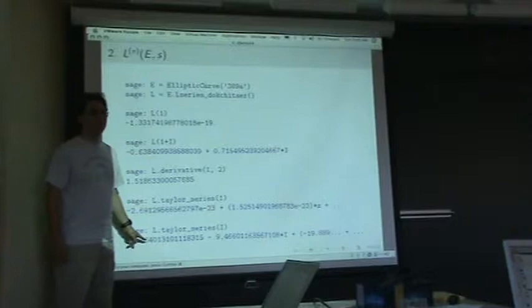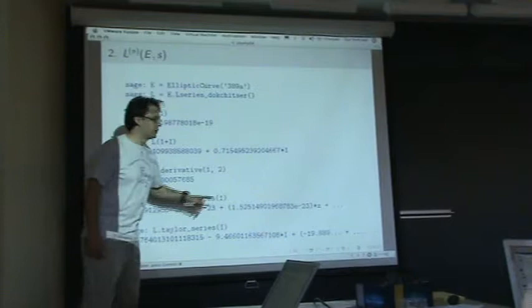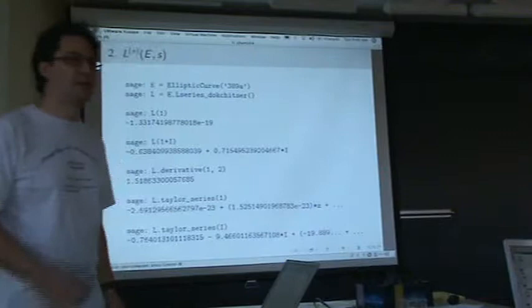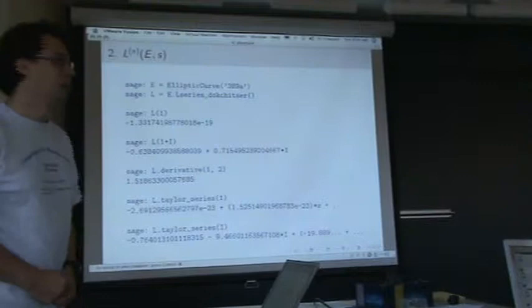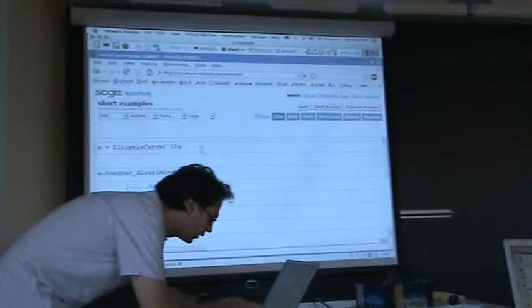If it's the Taylor series around 1, the output seems to say Taylor series around 0. Is that intentional? No, the variable is in terms of s minus this. Oh, I see. Because the output is, I think, a power series, and power series in Sage don't print it out that way. Is it the same for L series 1, 2, with different numbers of terms and so forth? I believe so, yes. Since you really want to see it, let's see. So it's the curve 389A.